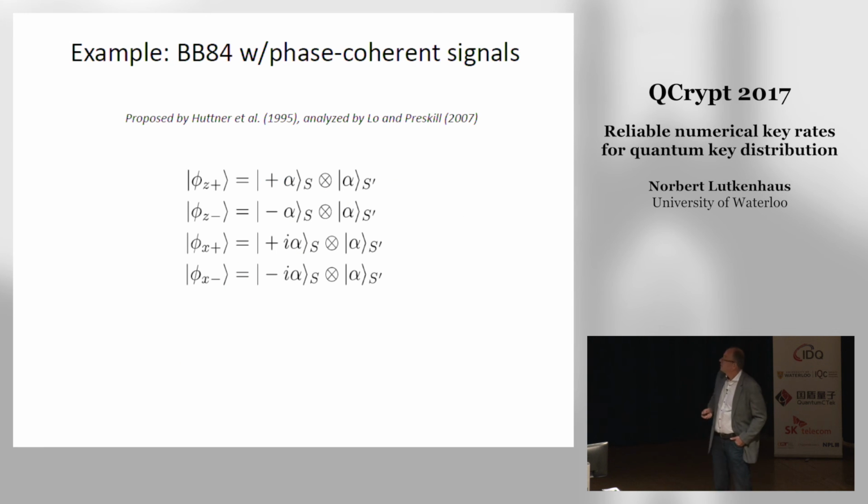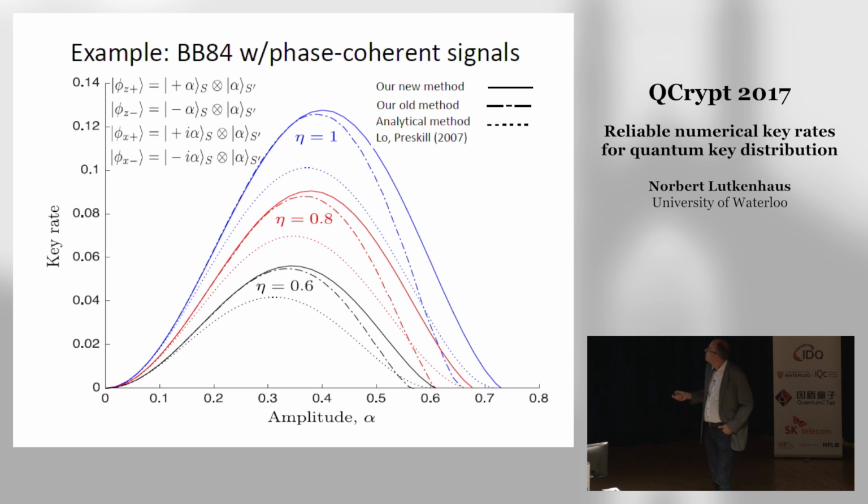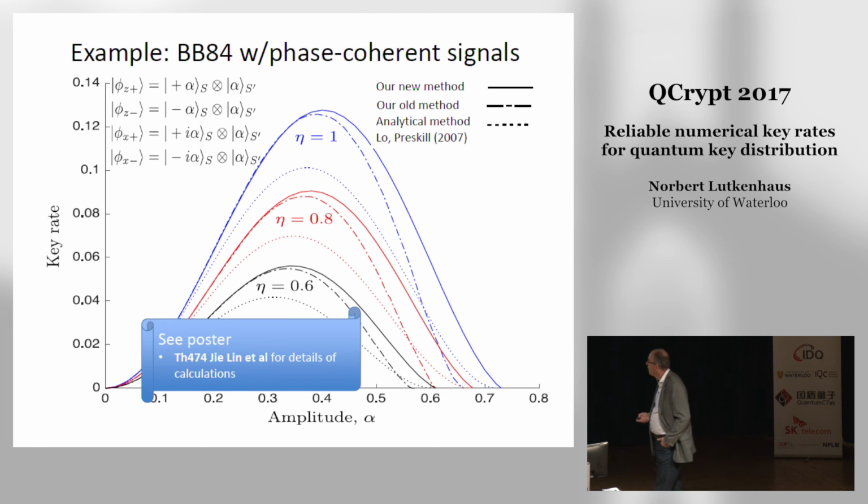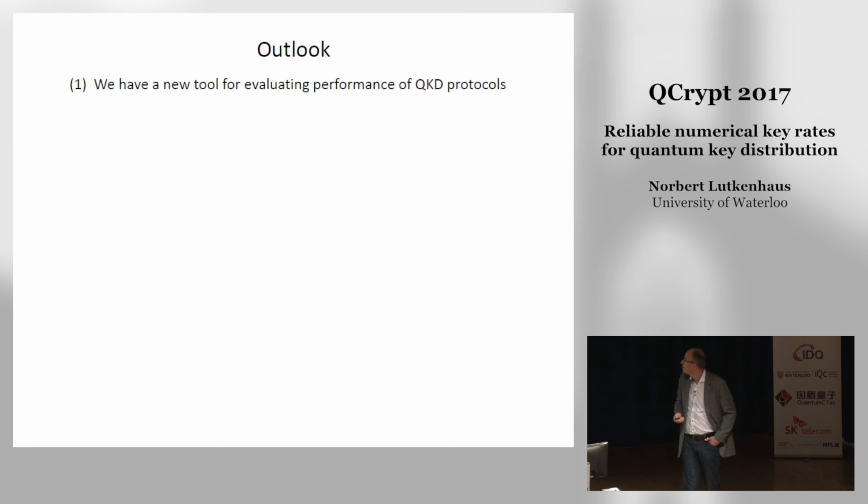Then the last thing is simply coherent states. If you use a coherent state method in BB84, where you have phase coherence rather than dephased states, we see a similar picture. We can do the calculations and get some improvement out of it. And G has a paper on this, and can tell you much more about how to use the numerics.